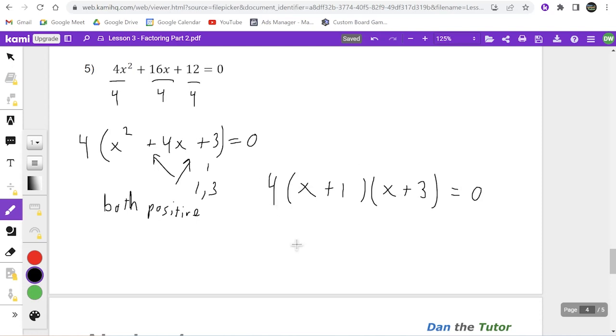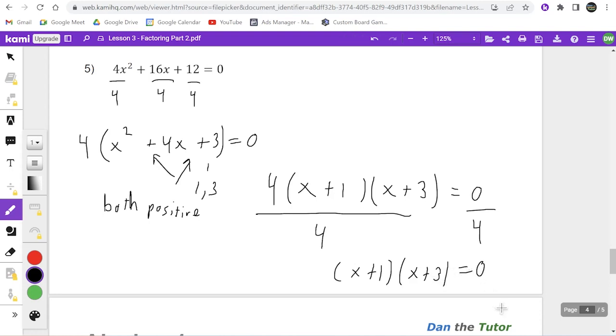That 4 comes along for the ride. Do not drop it. Now, the good news is it's not going to change the answer, that 4. It's actually going to be gone in a second. So how do we get rid of that 4? The good news is you don't have to get rid of it. It literally does not matter. But if you really want to get rid of the 4, then you have to divide both sides by 4. And what's 0 divided by 4? It's still 0. So in other words, we have x plus 1 times x plus 3 equals 0. Still, it looks like the 4 doesn't even matter.